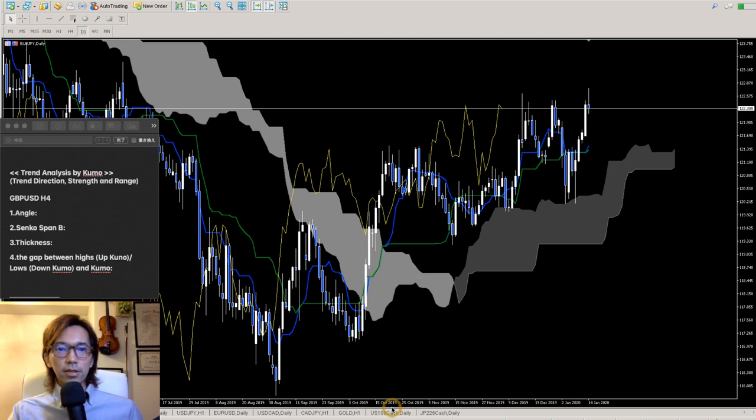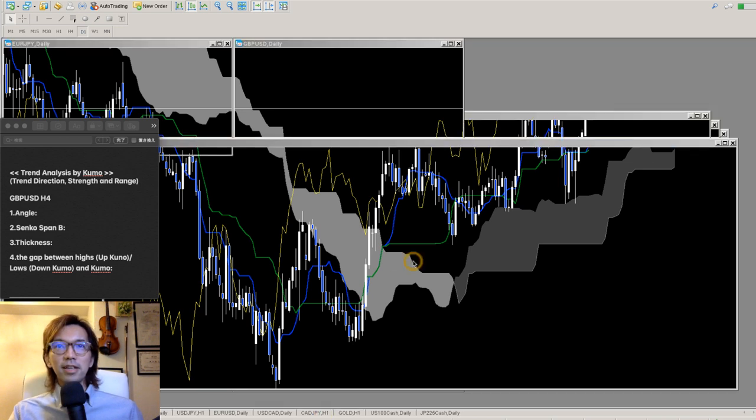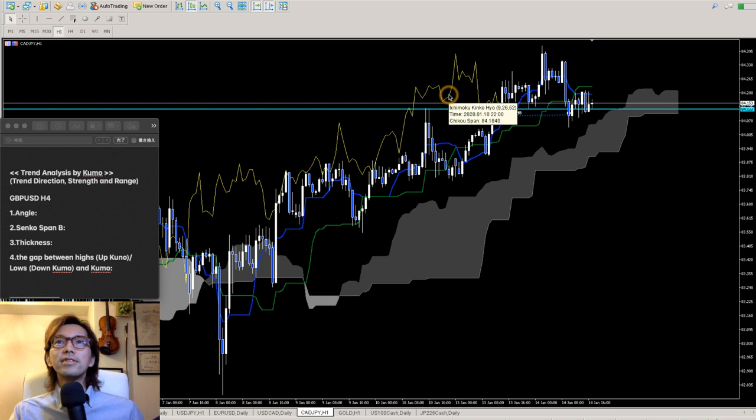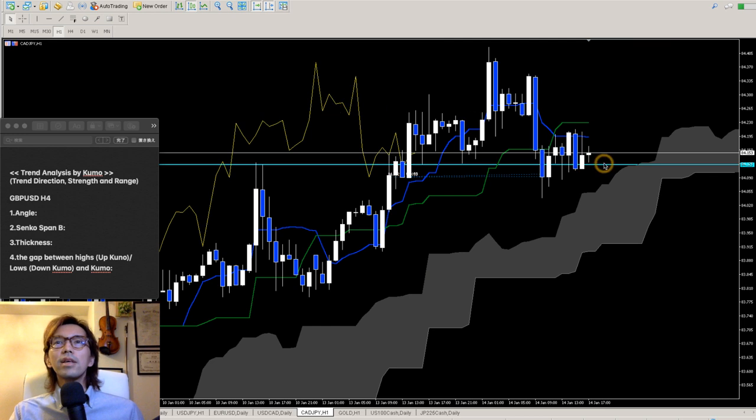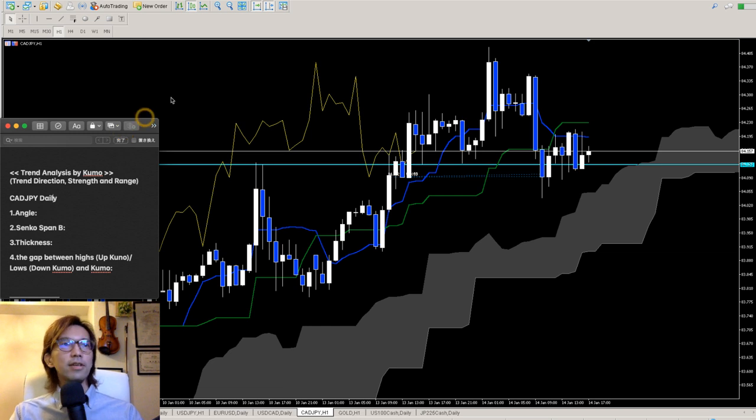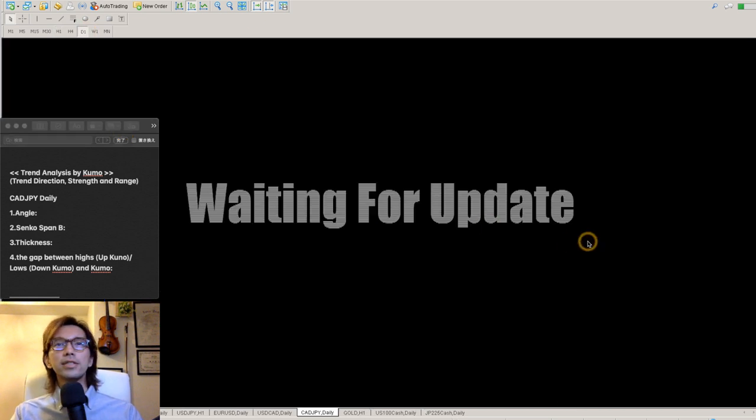So okay, just looking at the CADJPY that I was trading before. Right now gradually it's moving up. I'm looking at the CADJPY right now, and let's start from the daily chart first. Daily here, alright. So, daily chart.